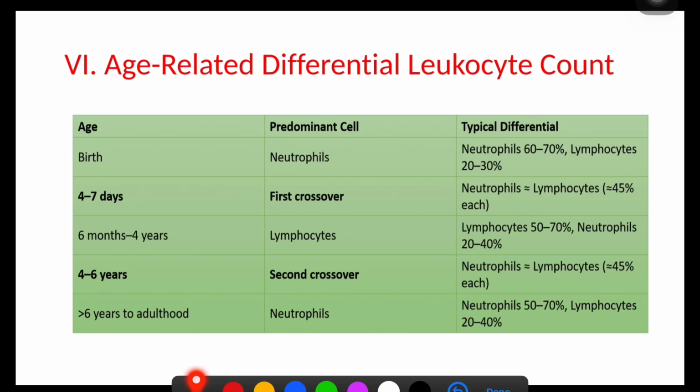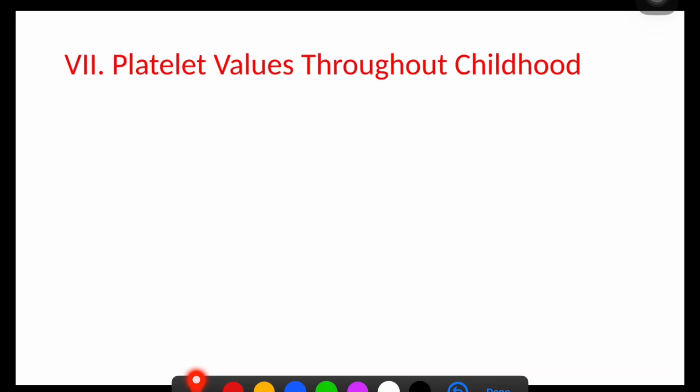From 6 months to 4 years, predominant cells are lymphocytes, which are 50 to 70%, and 20 to 40% neutrophils. And at the age of 4 to 6 years, again a second crossover is there, where both neutrophils and lymphocytes are approximately equal. And from more than 6 years to adulthood, neutrophils are predominant, meaning 50 to 70% neutrophils, and lymphocytes 20 to 40%. So always remember first and second crossover while you are interpreting CBC in pediatrics.